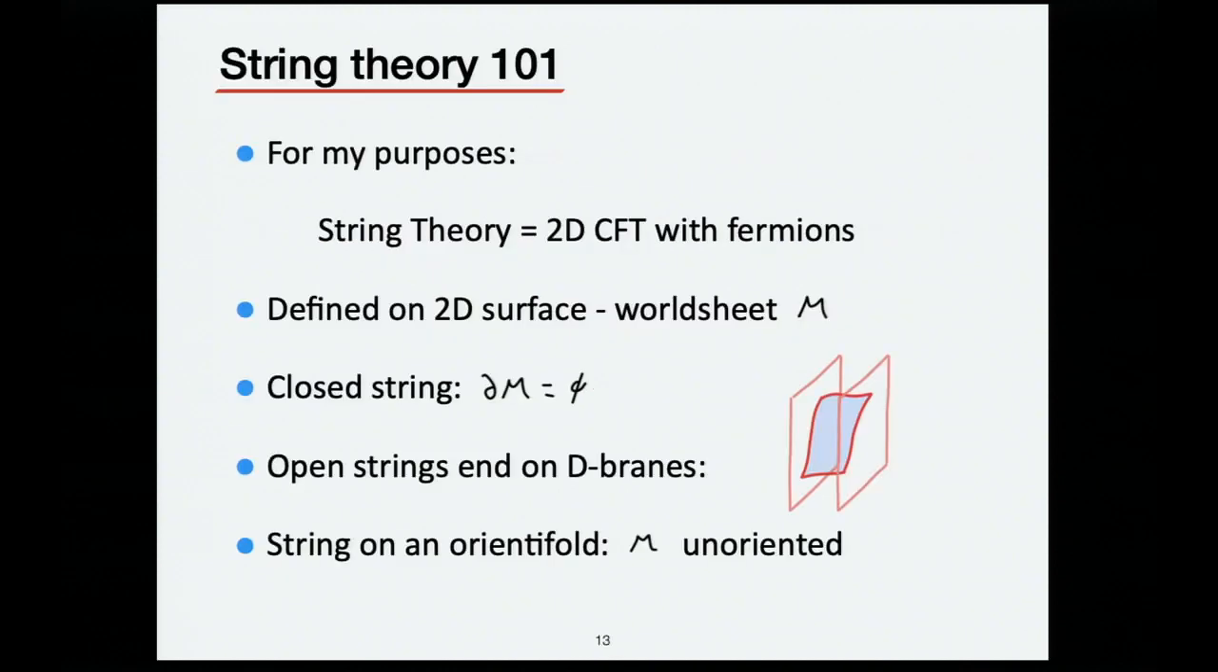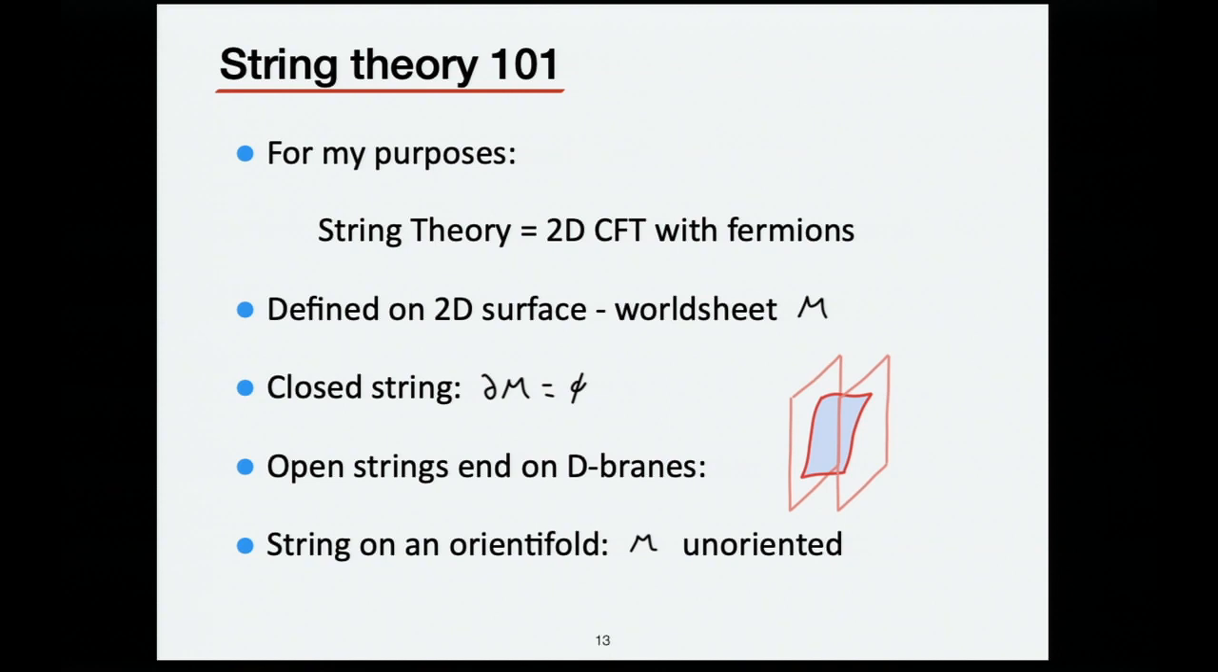Okay, so string theory 101. For my purposes, string theory is just some 2D CFT that will have some properties, and it's defined on some 2D surface, which I will call the worldsheet. When this worldsheet doesn't have a boundary, I will call the string closed, and when it has a boundary, I will call them open strings. And the endpoints will sit on what are called D-branes.